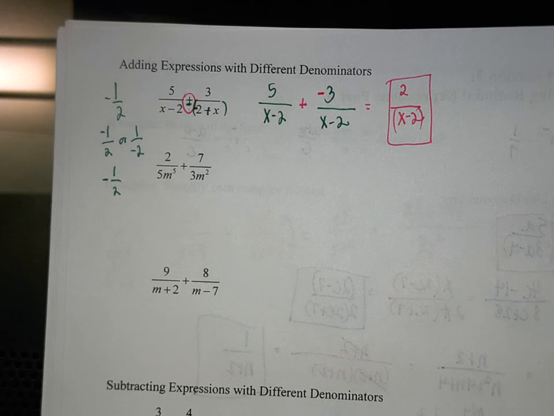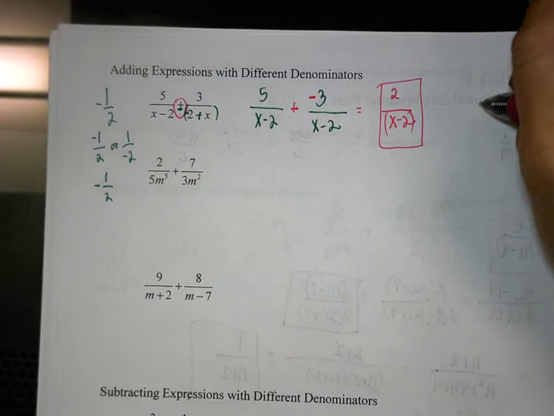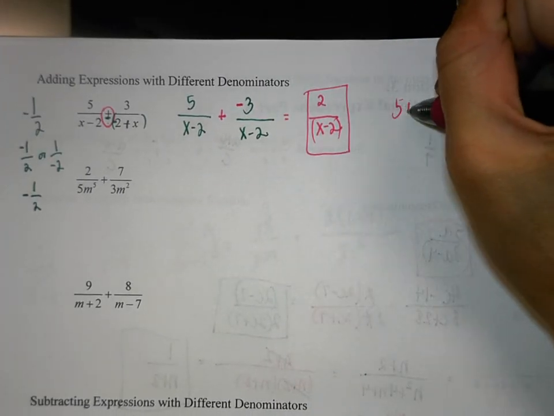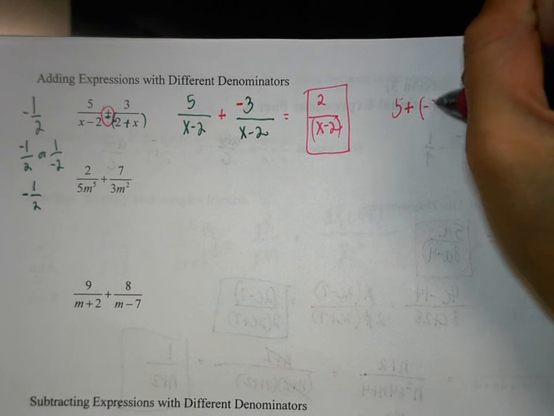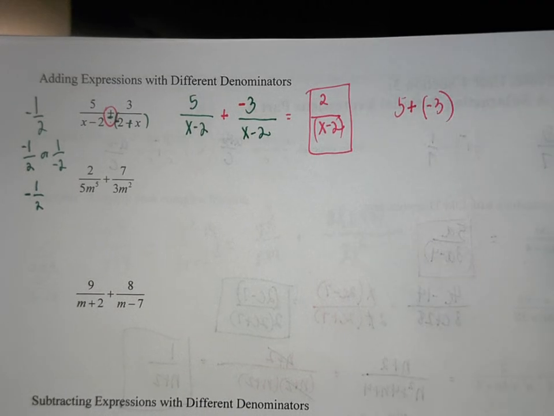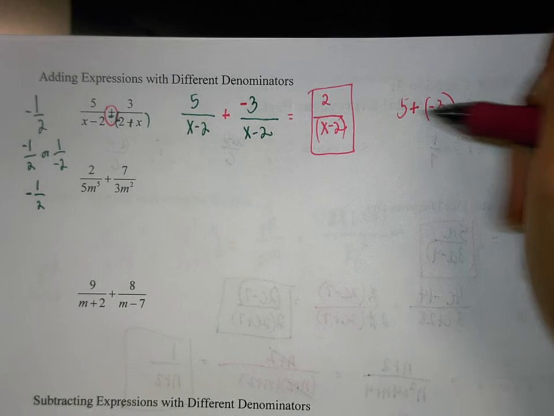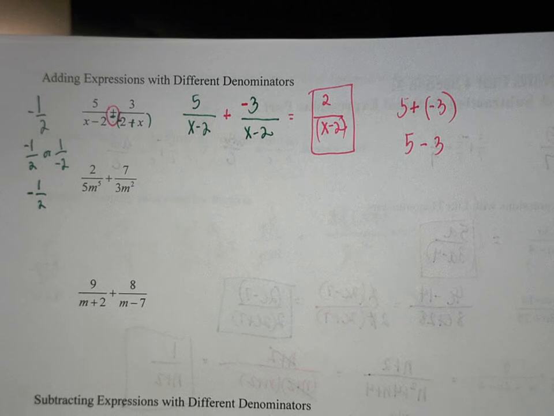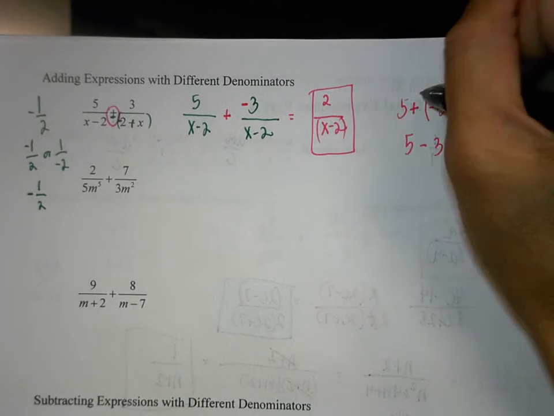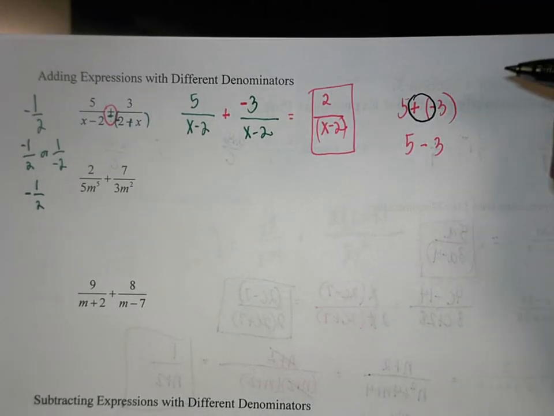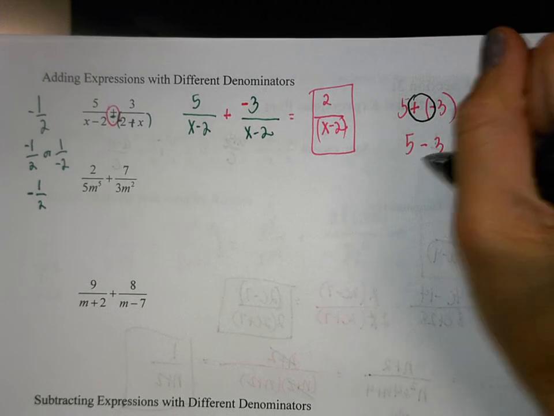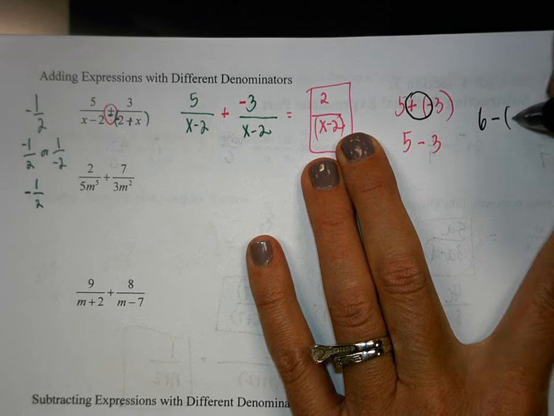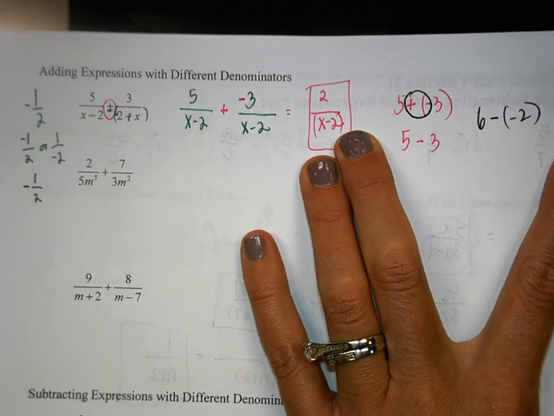Like if you have, let's do another side note here. If I had like 5 plus -3, okay, this is the same thing as 5 minus 3. Whenever you have a positive and negative, it makes a negative. Okay, but if I had something like 6 minus a -2, two negatives side by side make a.